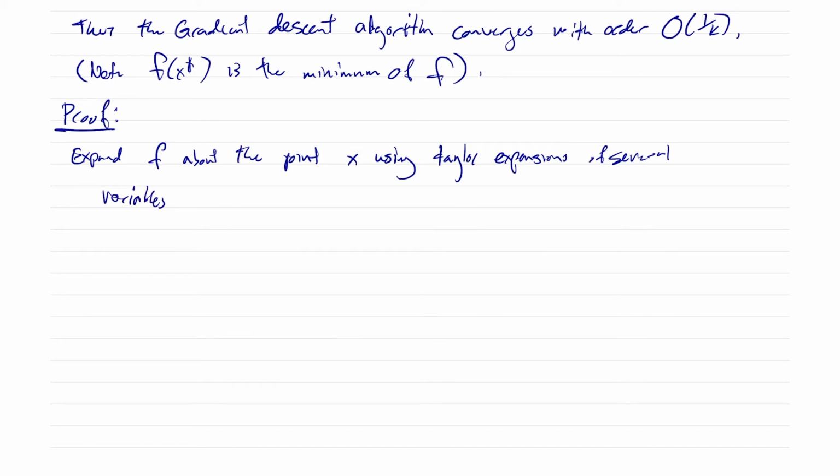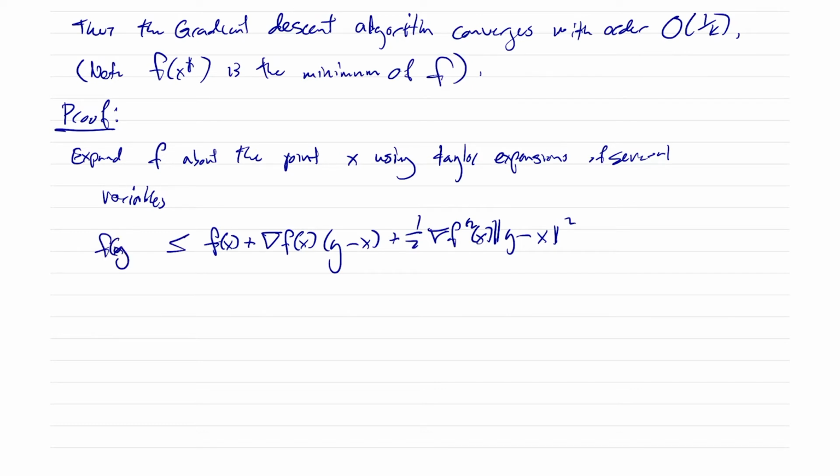There's something we should note, though. We have f of x plus the gradient of f of x times y minus x, plus 1/2 of the gradient of f squared at x times the magnitude of y minus x squared. And they're basically declaring that this has to be bigger than or equal to f of y.